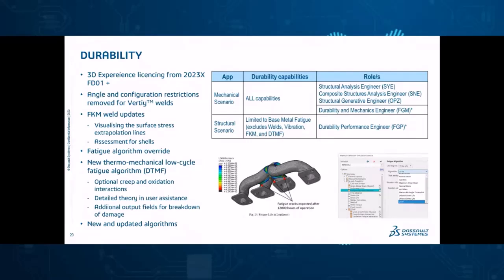Some other enhancements of note, we've enhanced the Brown-Miller cycle data extraction, mainly for precision reasons under highly non-proportional loading situations. Material orientations supported by fe-safe, and this is required to be able to support FKM and welds on shells. And we've made some improvements to the mathematical consistency of calculations relating to stresses in the data sets with respect to Verity simulations.